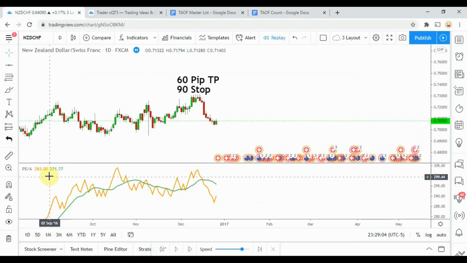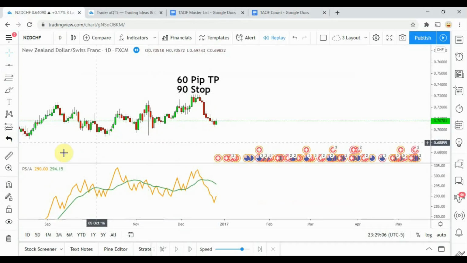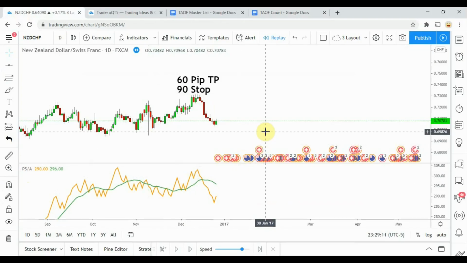All right, so as I said, today's indicator is the price, speed, and acceleration indicator.